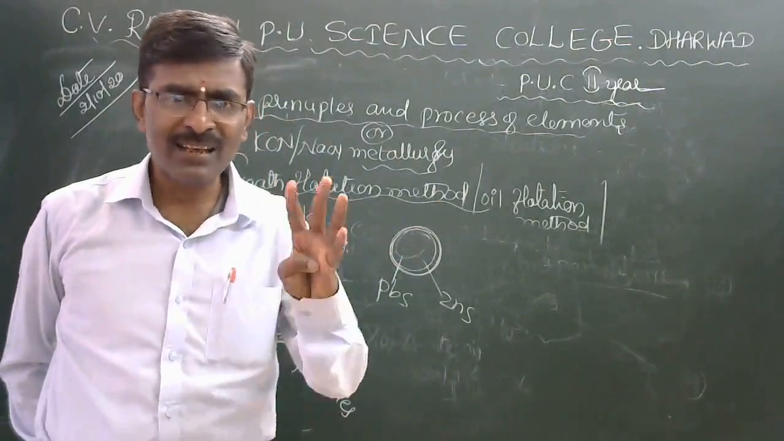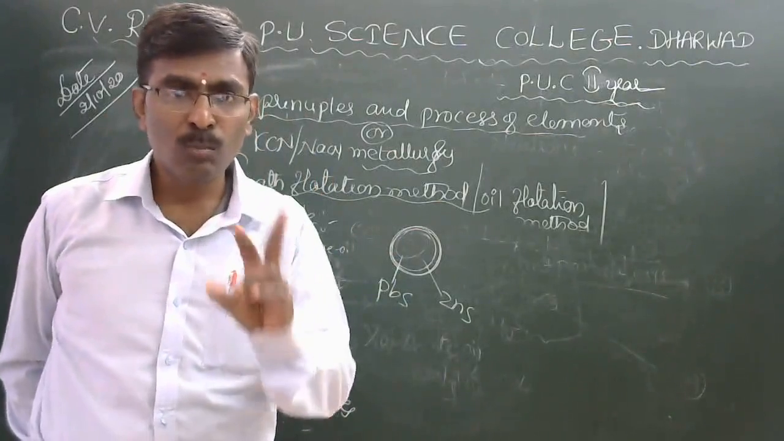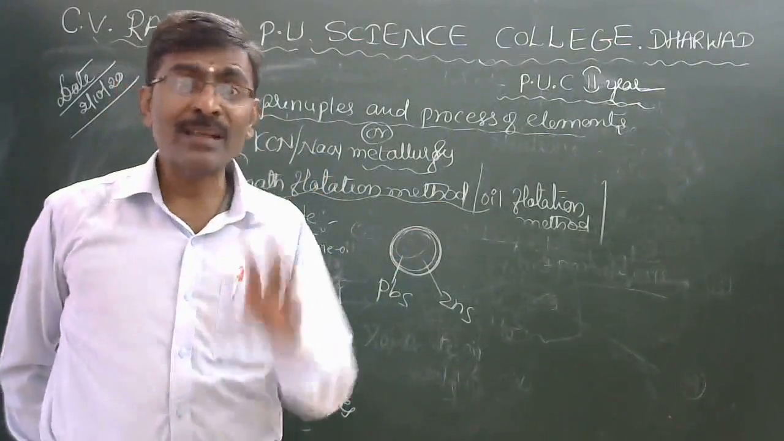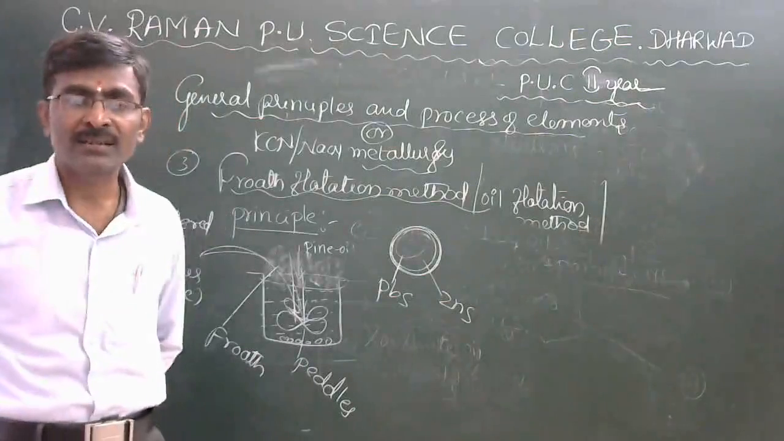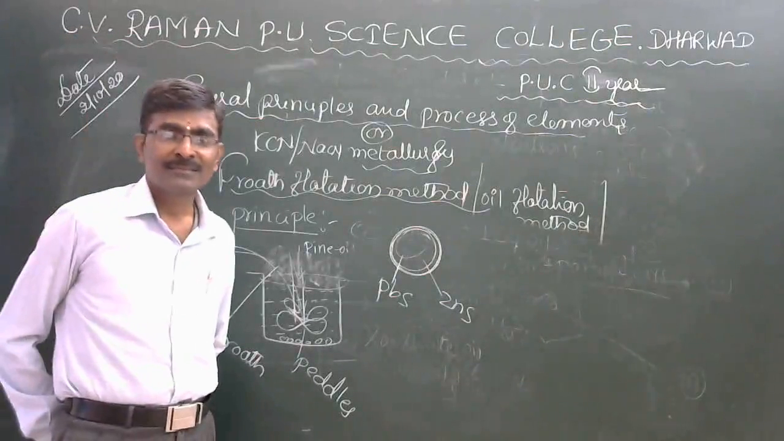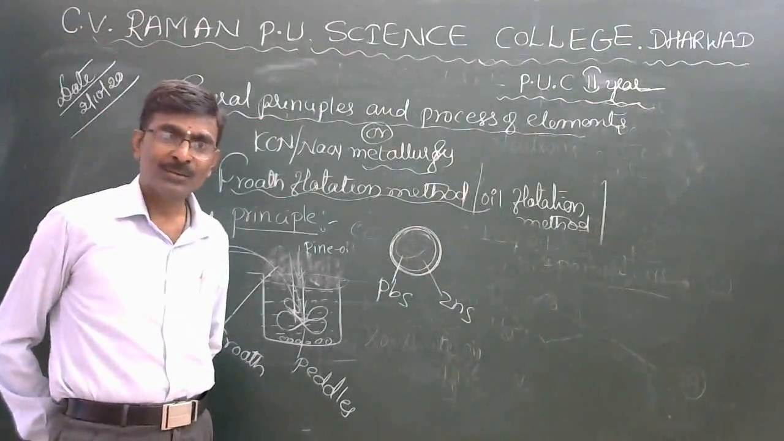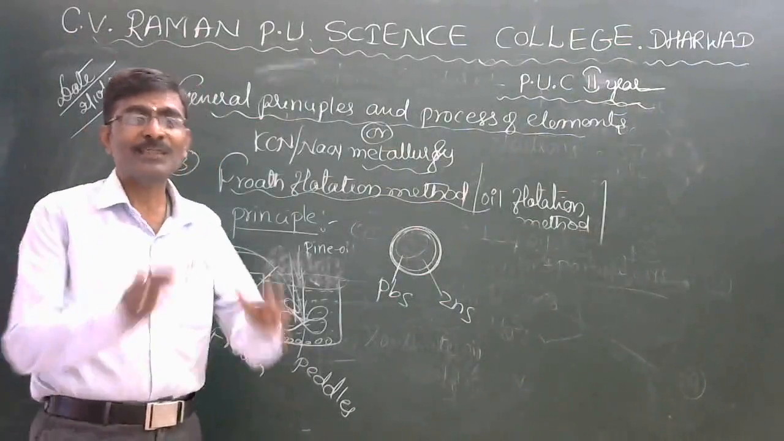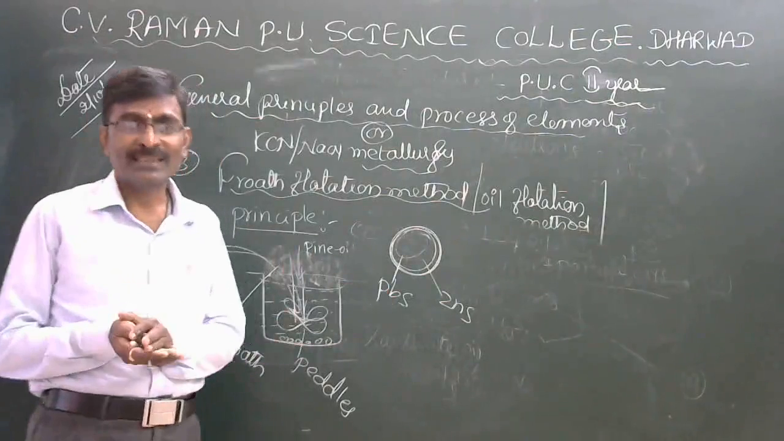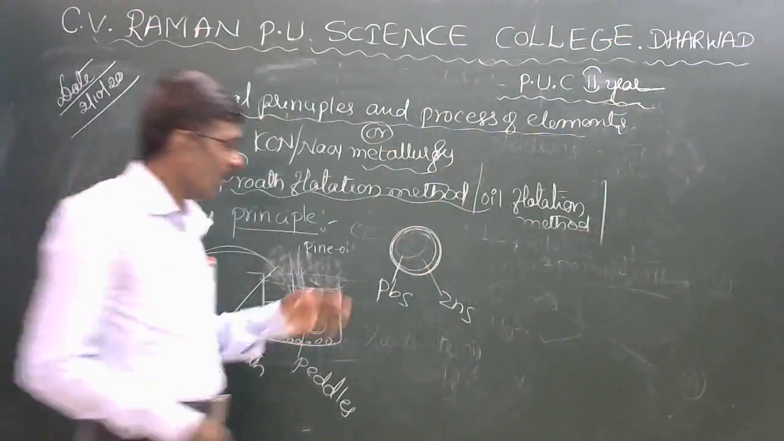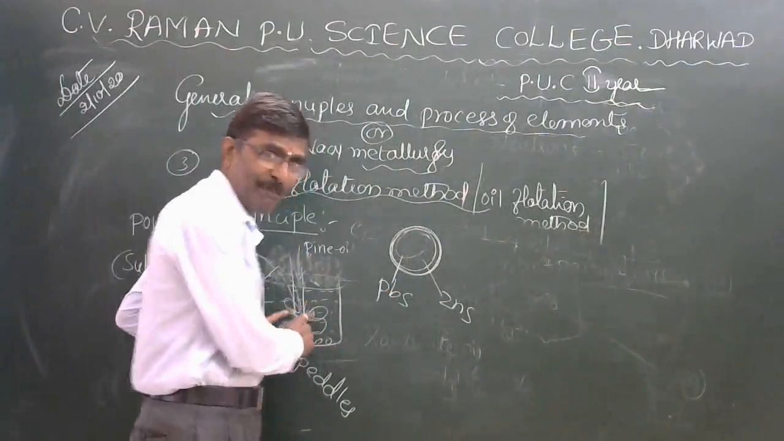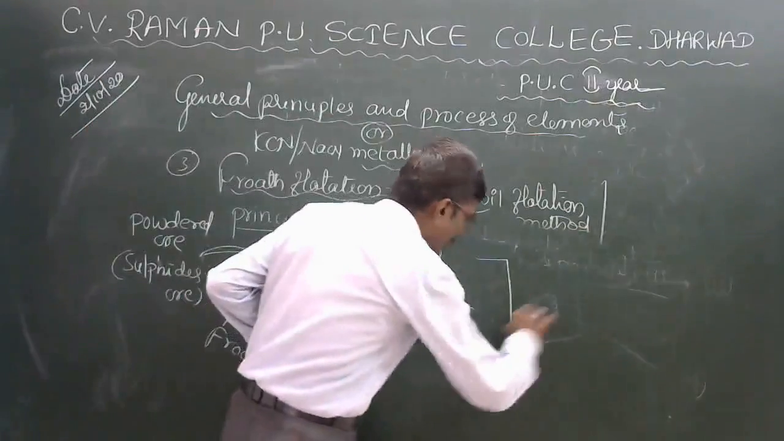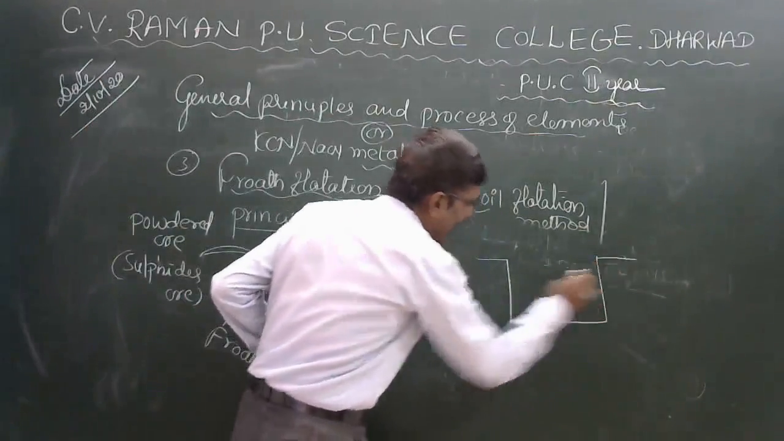Zinc sulfide and lead sulfide, both sulfides, are present in one ore. How can we separate them? It is very difficult to separate. But with this concept, it is very easy to separate lead sulfide and zinc sulfide. It is the same process, and the powdered ore is completely the same.